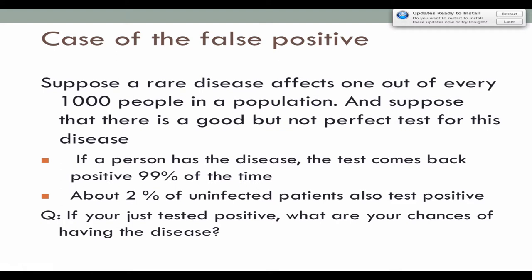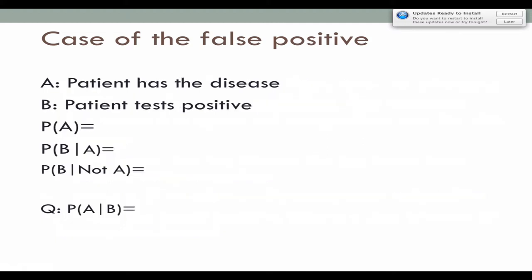So there is a lot of information in the problem, and you need to be careful. We first need to translate this information into mathematical language, and this is not a simple one. Let's first define two events in this problem. Let event A be that the patient has the disease, and event B be that the test is positive.